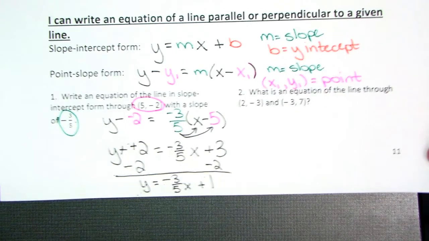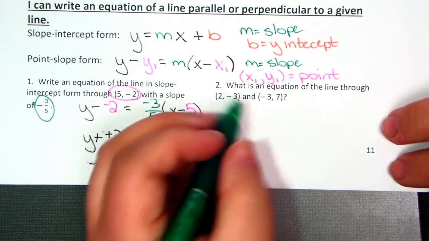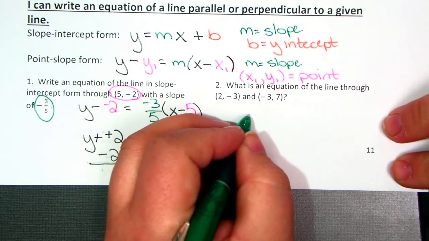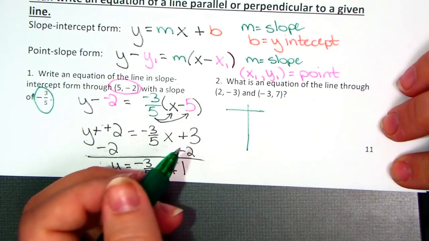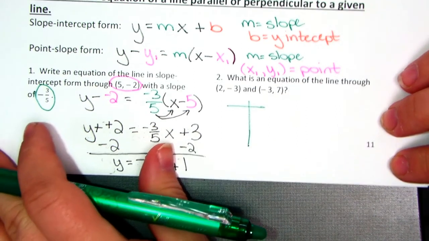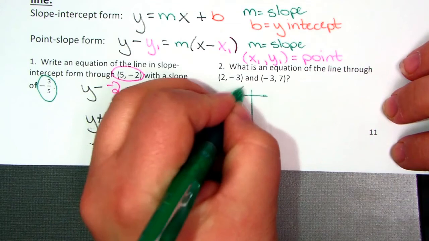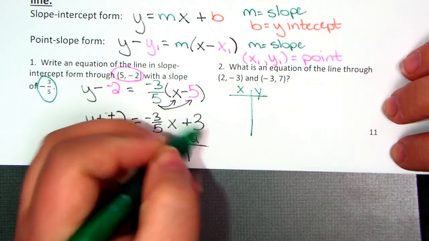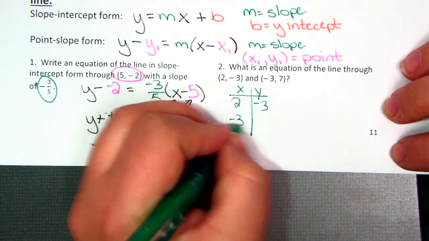What happens if they just give us 2 points? Well, if they give us 2 points, we need to be able to find the slope. You may have learned how to find slope using your slope formula. That's okay if you still want to stick with that. I'm going to go back and use the table that we just talked about in the previous lesson. So we have our x's and our y's. (2, -3) is the first point. (-3, 7) is the second point.